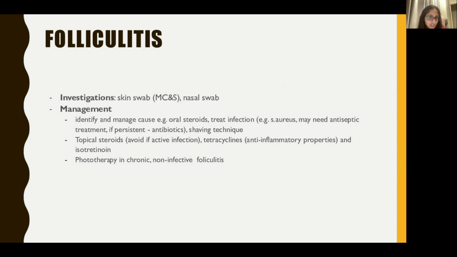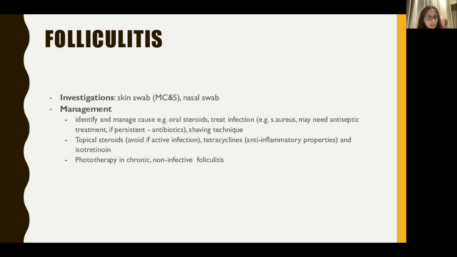We can use medications for the infection, such as antibiotics, and also give advice about shaving technique and see if there is improvement of symptoms if they're not shaving. Topical steroids would be avoided if there is an active infection. Tetracyclines can be used for their anti-inflammatory properties, and also isotretinoin.